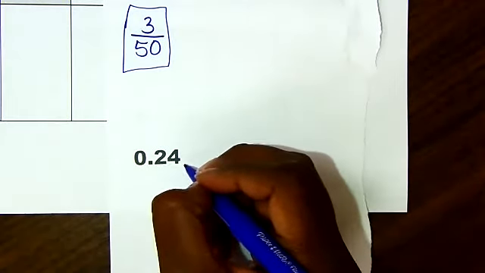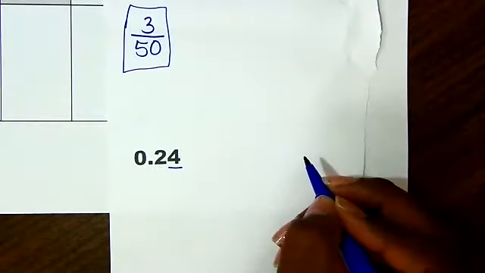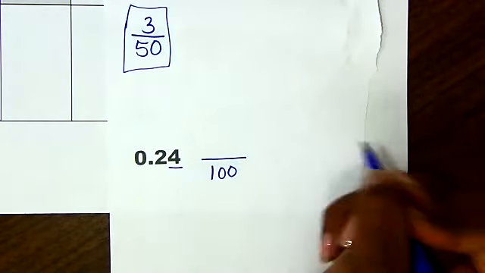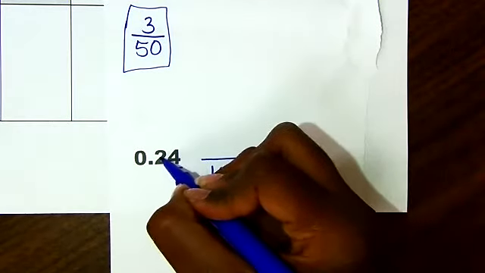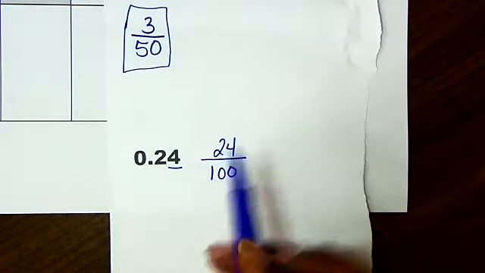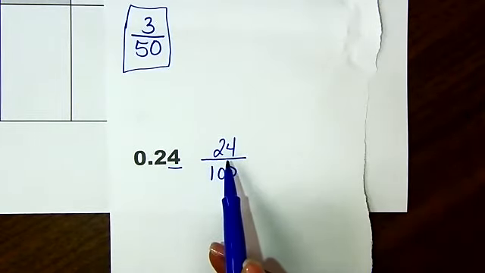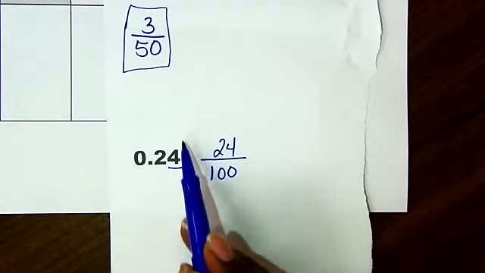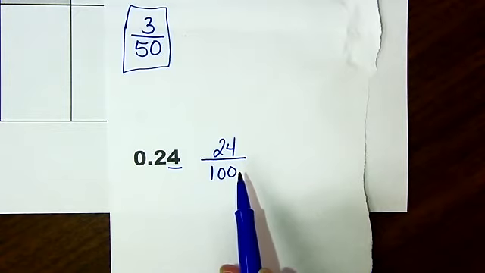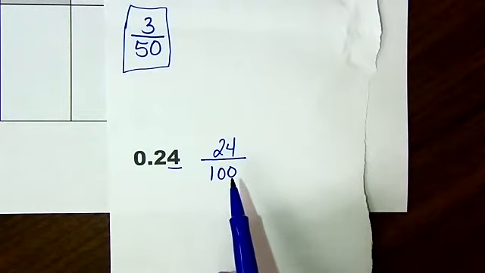Let's look at this one. I still have 2 digits, so I'm going to look at the last one. The 4 is in the hundredths position, so that is going to be my denominator. And then I'm going to bring 24 up to be my numerator. I have changed my decimal to a fraction, but I'm not done because this can be simplified. They are both even, so I know I can use 2, but can I go any higher? Is there a higher number that I can use that will go evenly into both 24 and 100? Think about it.